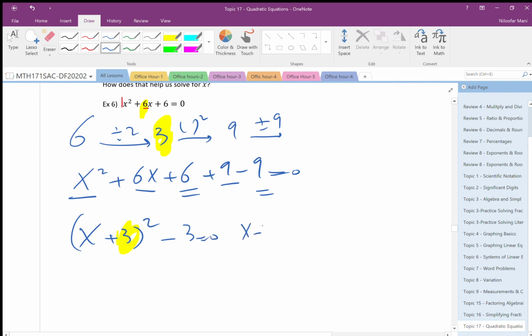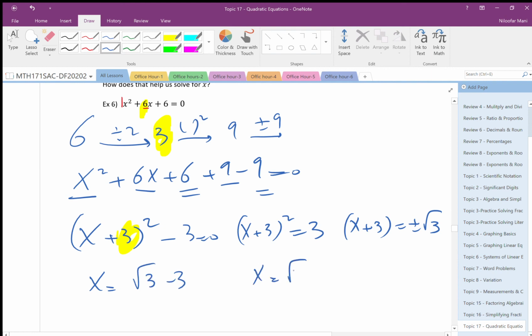So x plus 3 squared equals 3. x plus 3 is plus minus radical 3, and then x is radical 3 minus 3, and x is minus radical 3 minus 3. Okay, right?